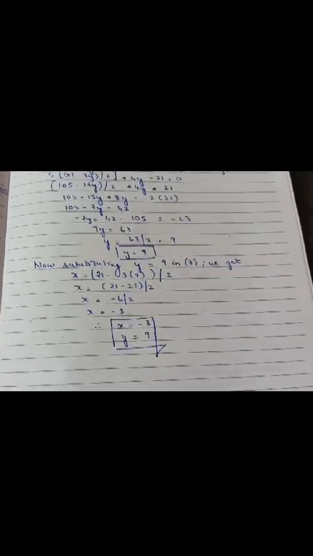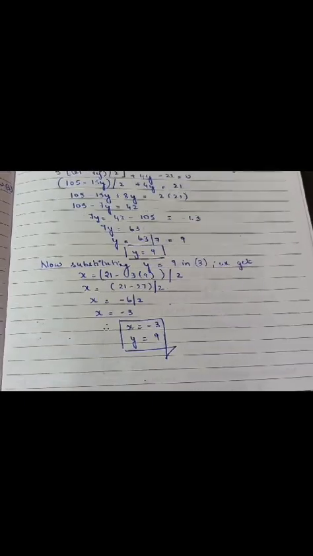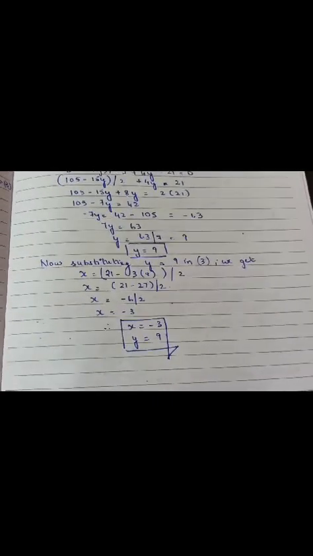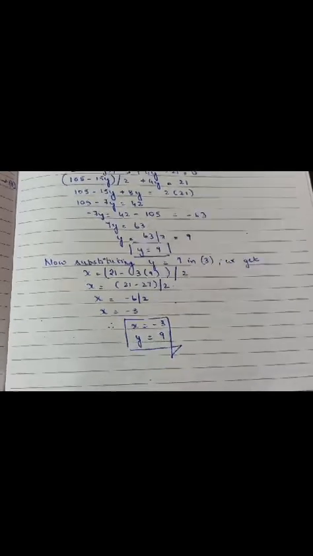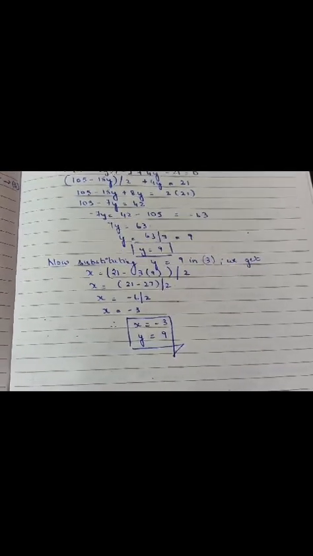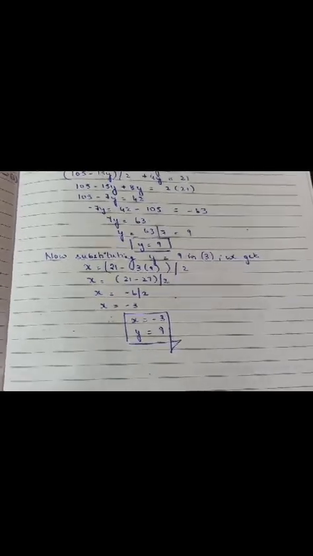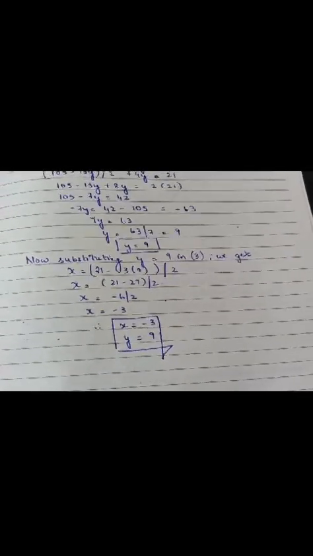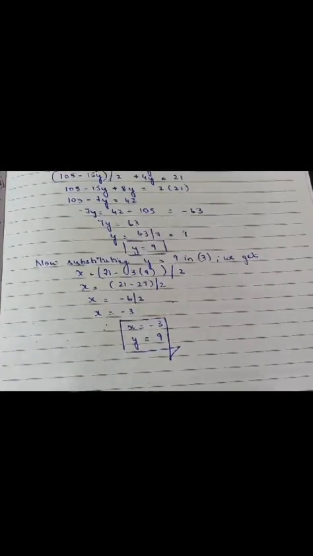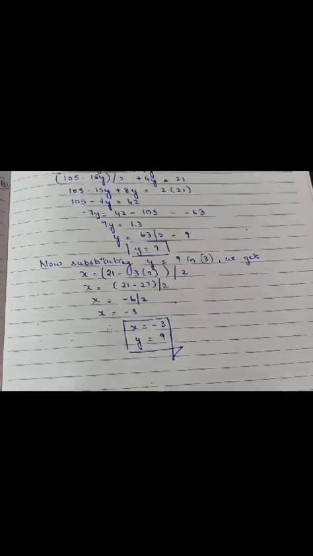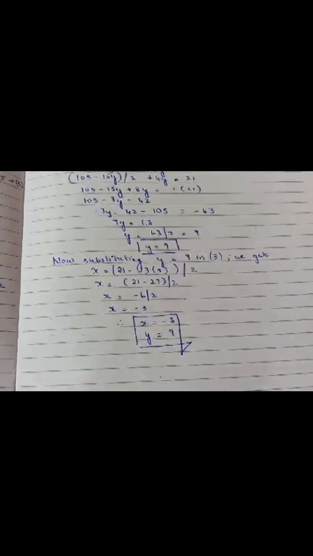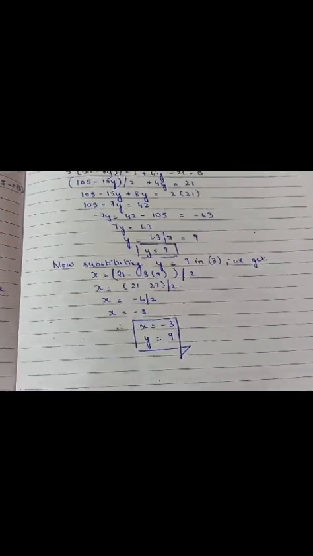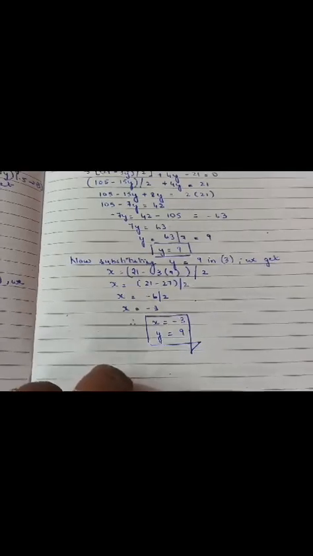Now, substitute the value of y is equal to 9 in equation 3. What is equation 3? X is equal to 21 minus 3 into 9 by 2. On simplification, you get x is equal to minus 3. I am just pausing for a few seconds for you to understand it. Follow each and every step and see how you arrive at x is equal to minus 3. Therefore, in this sum, x is equal to minus 3 and y is equal to 9. Hope this is clear.